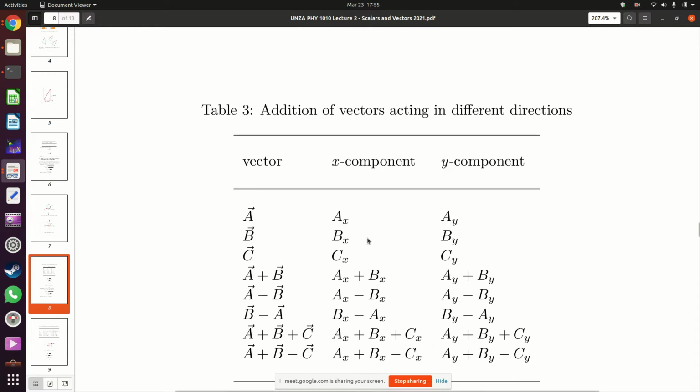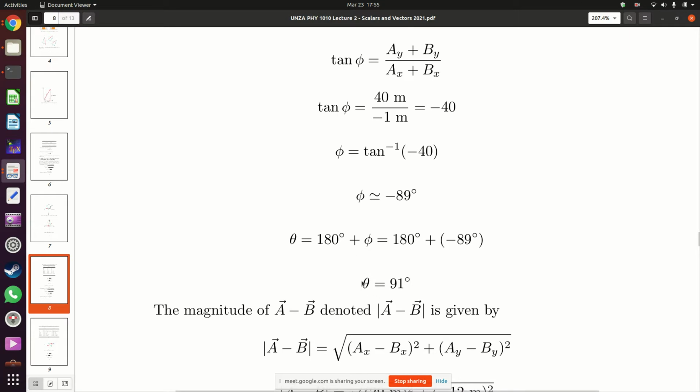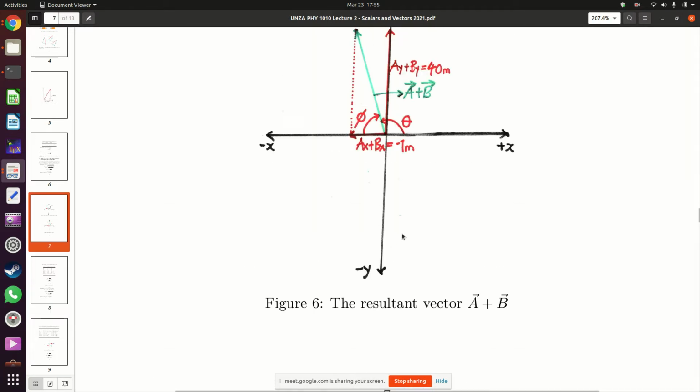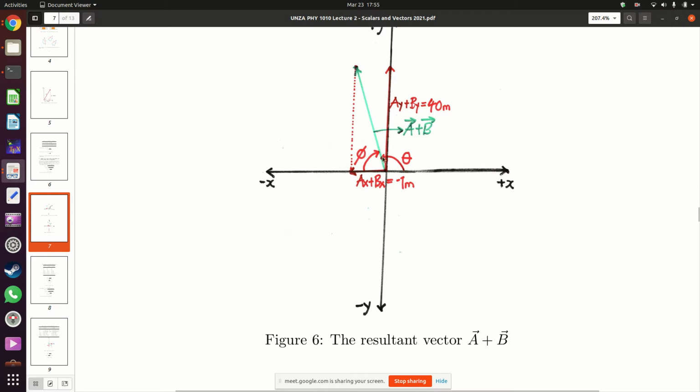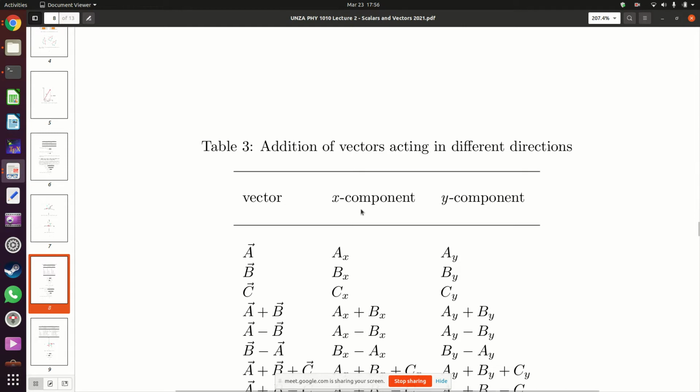Yes. Next, we have seen how to find this, so now we know something about A plus B. A plus B has a size of 40 meters, and the angle it makes from the positive x-axis is 91 degrees. Clearly what I've drawn here doesn't look like 91 degrees. What I've drawn is an over-exaggeration of reality, but that doesn't matter because you have found exactly what the angle is. It's 91 degrees and the resultant has a size of 40 meters.